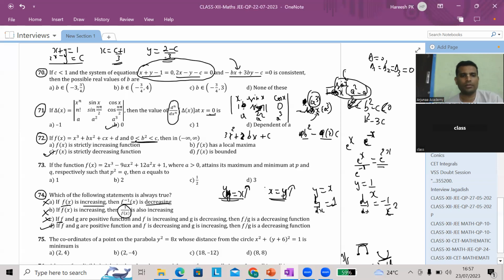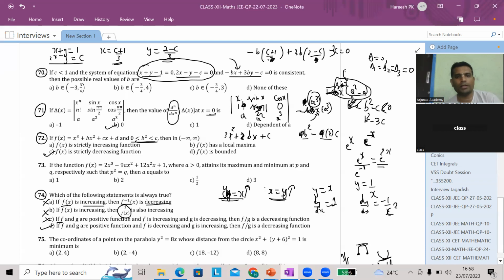Yes, sir. Now substitute both of them here. So you'll get minus b into c plus 1 by 3 plus 3b into 2 minus c by 3 minus c equal to 0. So I'll cross multiply by 3. So this will become 3c.